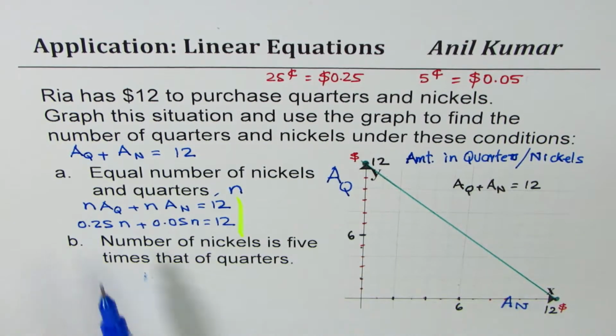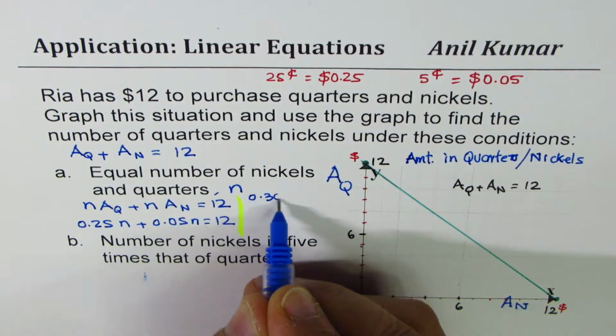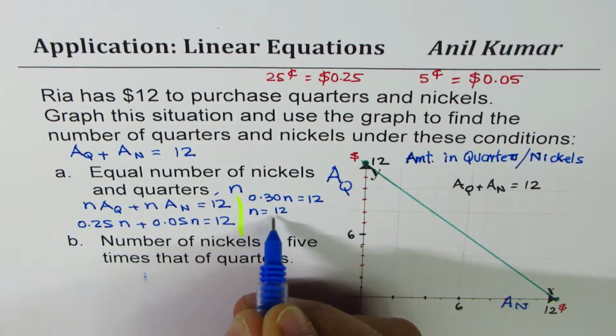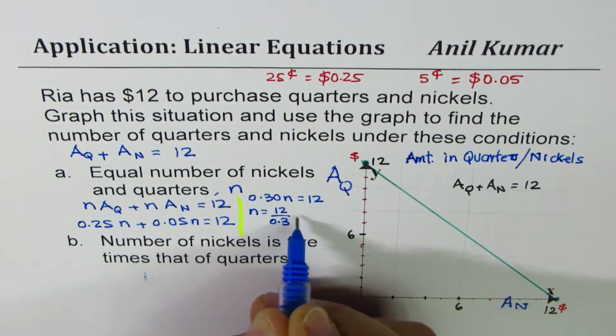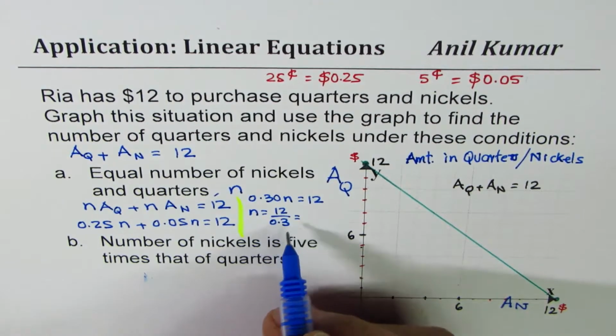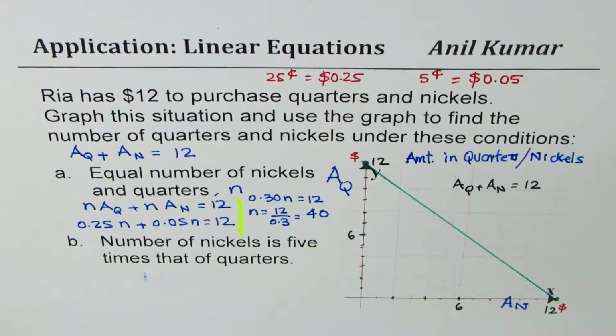Yes, we can. Just add them up. So we get 0.30 n equals 12. n equals 12 divided by 0.3, and that is 120 divided by 3, right? So 40. So we get 40 nickels and 40 quarters. Equal number of nickels and quarters. Do you get an idea, right?